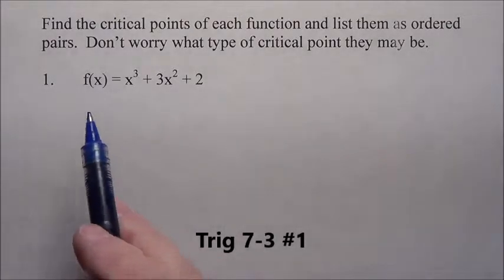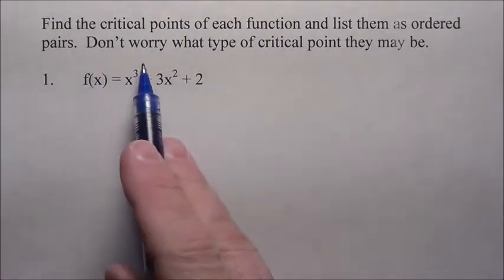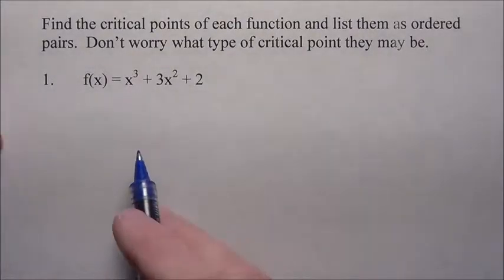Problem number 1. It says find the critical points of this function here and list them as ordered pairs. Don't worry what type of critical point they may be. I'm not worried whether it's a maximum, minimum, or a point of inflection. But here's how we're going to do it.